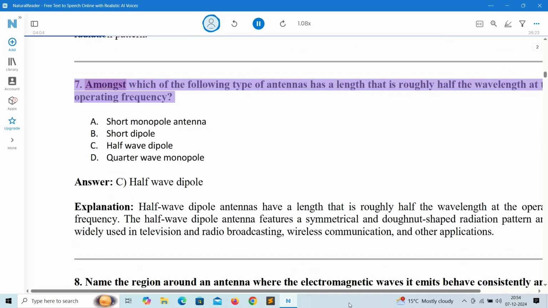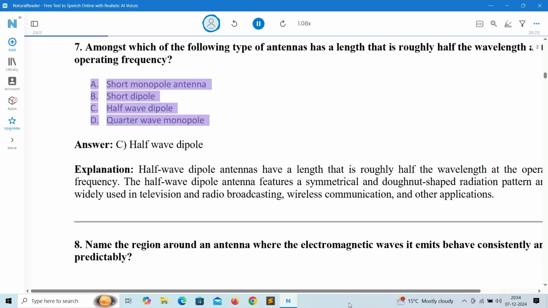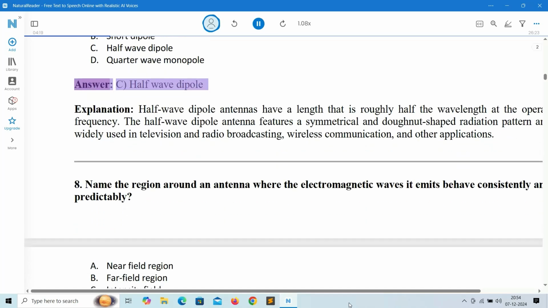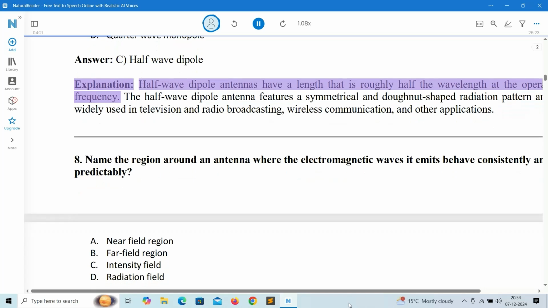7. Which of the following types of antennas has a length that is roughly half the wavelength at the operating frequency? A. Short monopole antenna. B. Short dipole. C. Half-wave dipole. D. Quarter-wave monopole. Answer: C. Half-wave dipole.